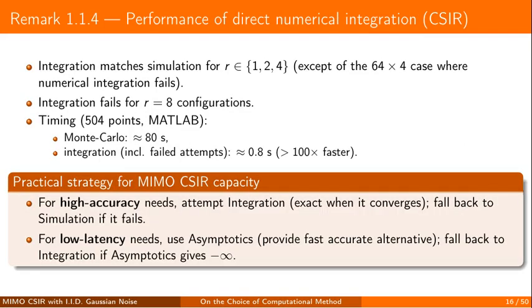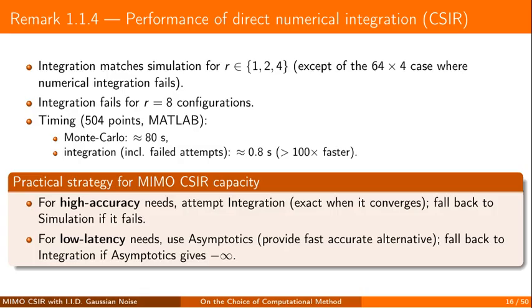In more detail, integration matches simulation well for 1, 2, and 4 receive antennas, with the single exception of the 64x4 case where it fails. For configurations with 8 receive antennas, it fails systematically. On timing, over our 504 points in MATLAB, Monte Carlo takes about 80 seconds, while integration, including the failed attempts, takes about 0.8 of a second. More than 100 times faster when it works.